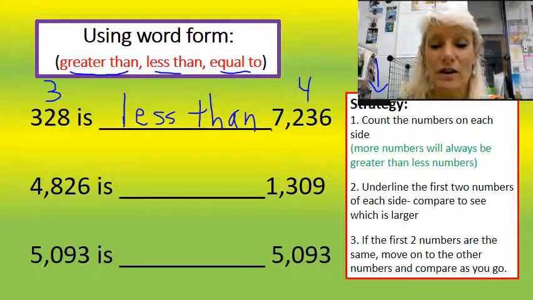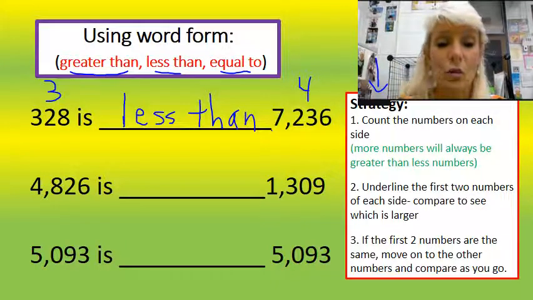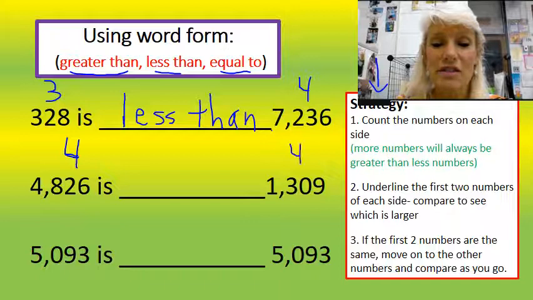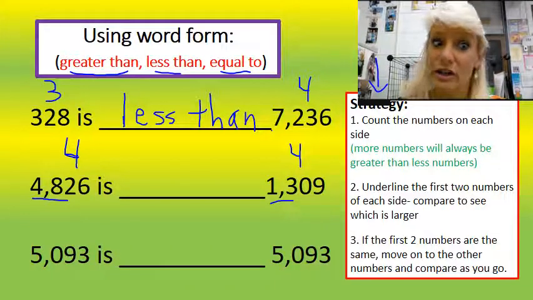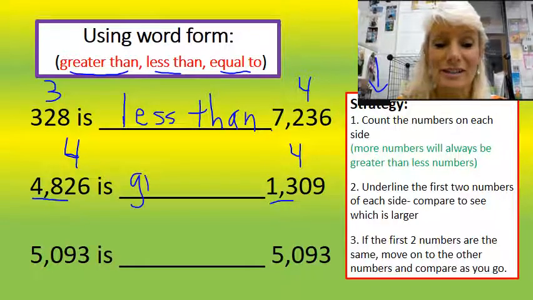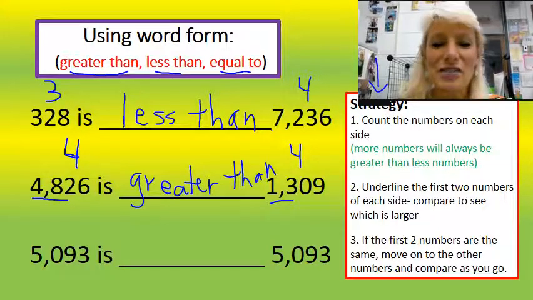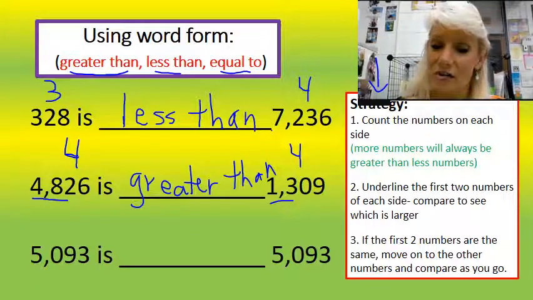4,826 is blank, 1,309. Let's look at the next strategy we have, because in my first strategy, both of them have 4 numbers. All right, so when they both have 4 numbers, I need to go to strategy number 2. And this is to underline the first 2 numbers. This is my secret strategy. If you underline the first 2 numbers, you can actually tell which one is greater when you're looking at just those 2 numbers. So now I say, is 48 greater than or less than 13? And I can see that 48 is greater than 13, so 4,826 is greater than 1,309. Let's look at the next one.